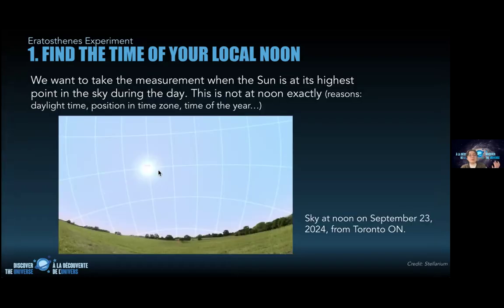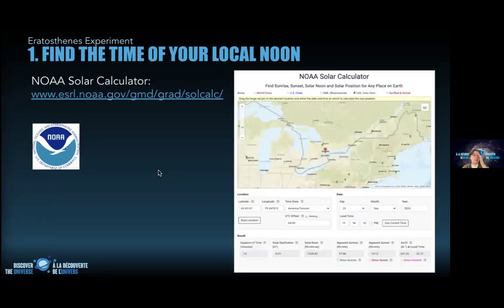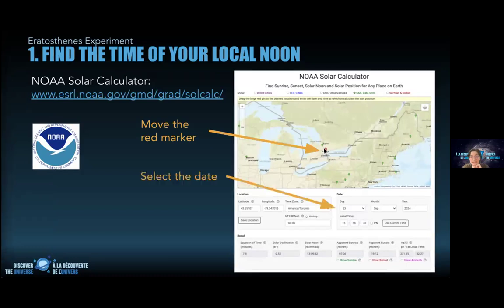So what you'll want to do to find your local noon, your solar noon, is you can use the NOAA solar calculator, where you move the red marker to your location. So I've moved it to Toronto here. You'll select the date. So here I have put the 23rd of September, 2024. And then your solar noon will pop up in the results section.